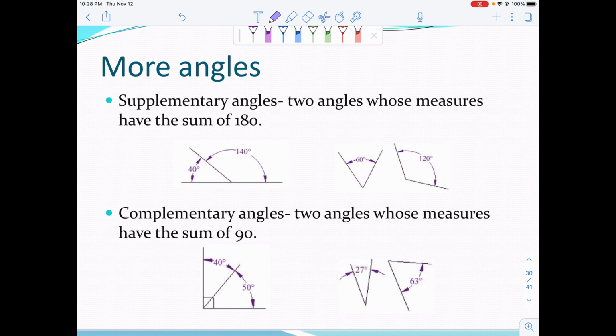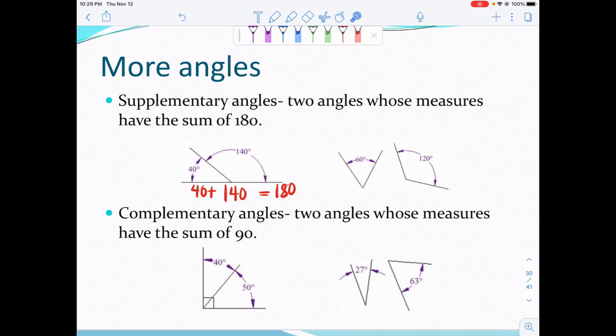All right, we have two more sets of angles that we're going to be using a lot through the rest of the year. And the first one is supplementary angles. Supplementary angles are two angles whose measures have the sum of 180 degrees. So what they're saying is that this angle here plus that angle are going to add up and equal 180. If we do 40 plus 140, yes, that does equal 180.